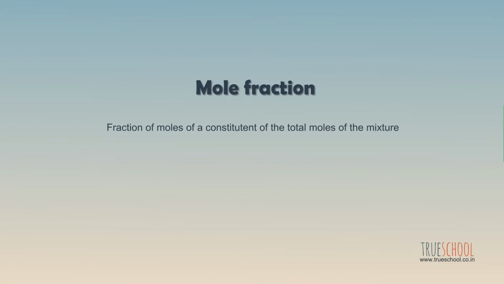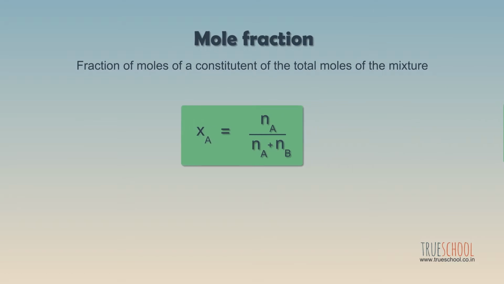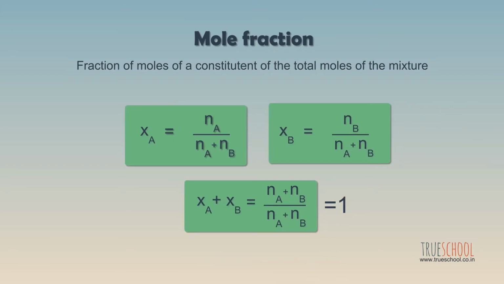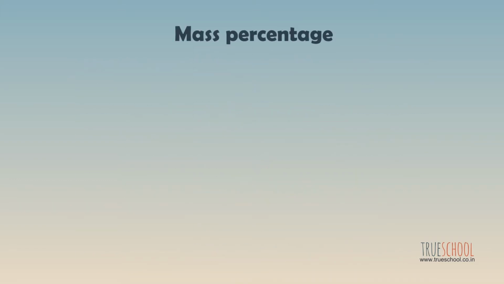Let's now formally define mole fraction. Mole fraction is the ratio of moles of a constituent to the total number of moles in a solution. If we add Na moles of solute A in Nb moles of solvent B, then mole fraction XA is equal to Na divided by Na plus Nb. We should also remember that the sum of mole fractions of each component is equal to 1.